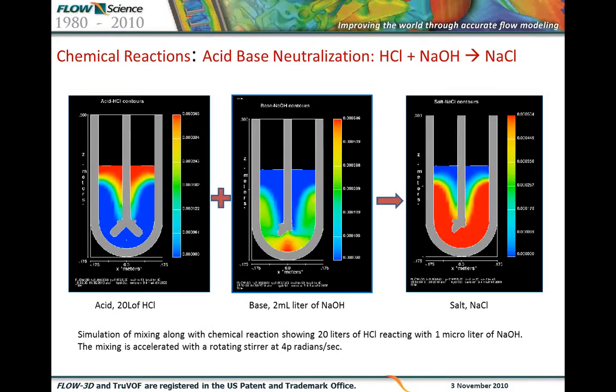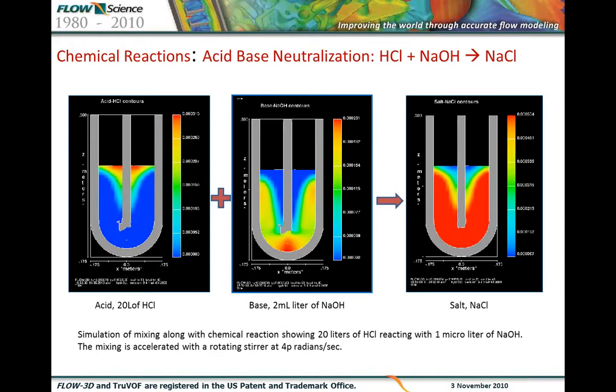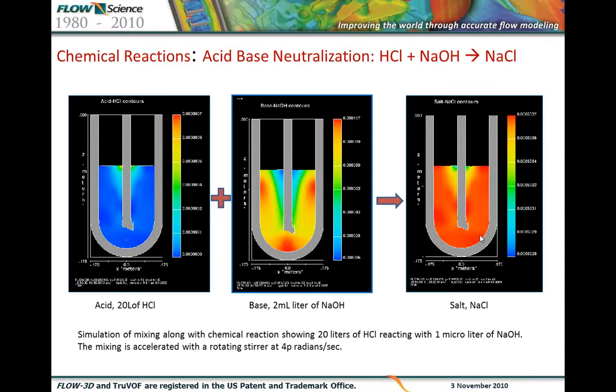This is a classic example of acid-base neutralization, where we used HCl and sodium hydroxide to form salt. Flow3D has a chemical reaction model where multiple components can create a new concentration. For instance, in this example, we have 20 liters of hydrochloric acid that's mixed with 2 milliliters of sodium hydroxide to make salt.